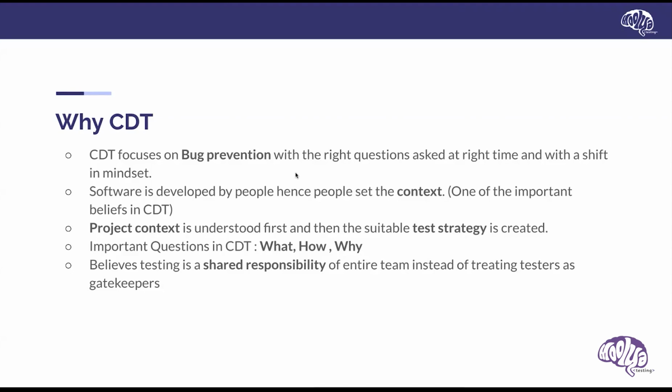Rather than focusing on raising issues once the app is developed, the number of issues reported is not as important as preventing those issues during the requirement phase or the design phase itself. That is the prevention that we try to do. It's more of a shift left mindset. We try to shift left: how can this particular issue be prevented at an earlier stage itself? That's the focus that a context-driven tester has. Software is developed by people, hence people set the context.